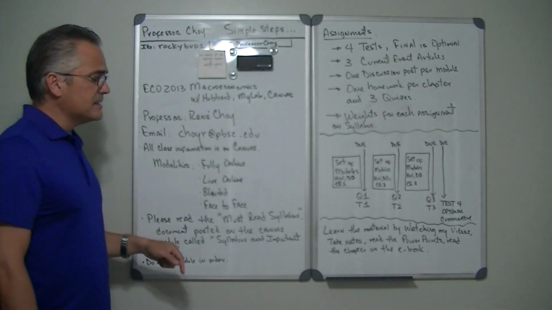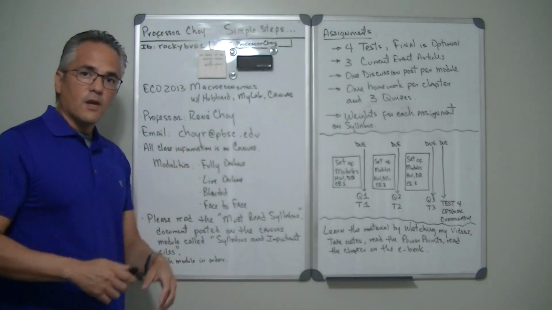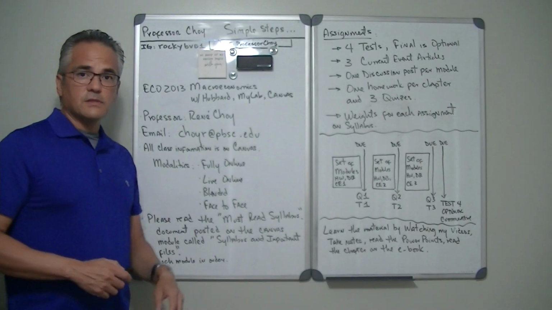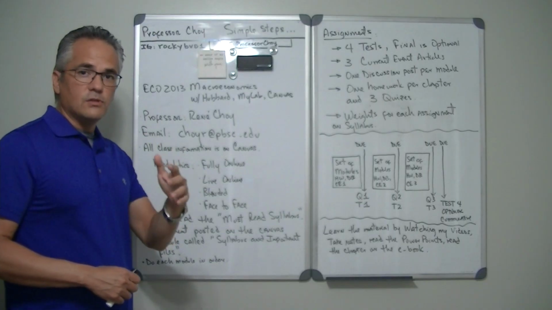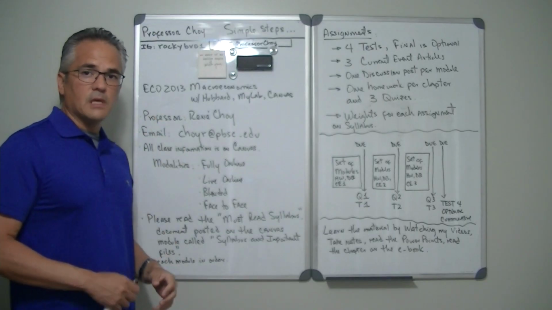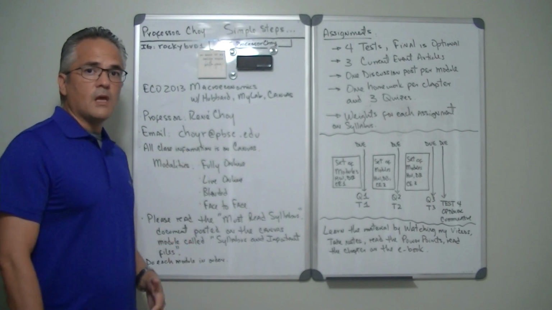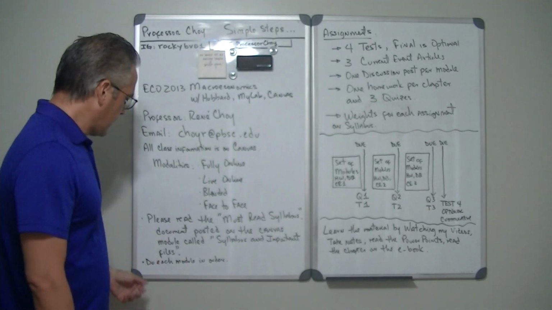All of my classes have a document called a must-read syllabus that I usually post in one of the modules. The module is usually called Syllabus and Important Files. So right at the beginning of the semester, after you watch this video, the first thing you need to do is look for that particular document and read it. It has major deadlines that you have to be familiar with, and they're very useful for you to work on right at the beginning of the semester.